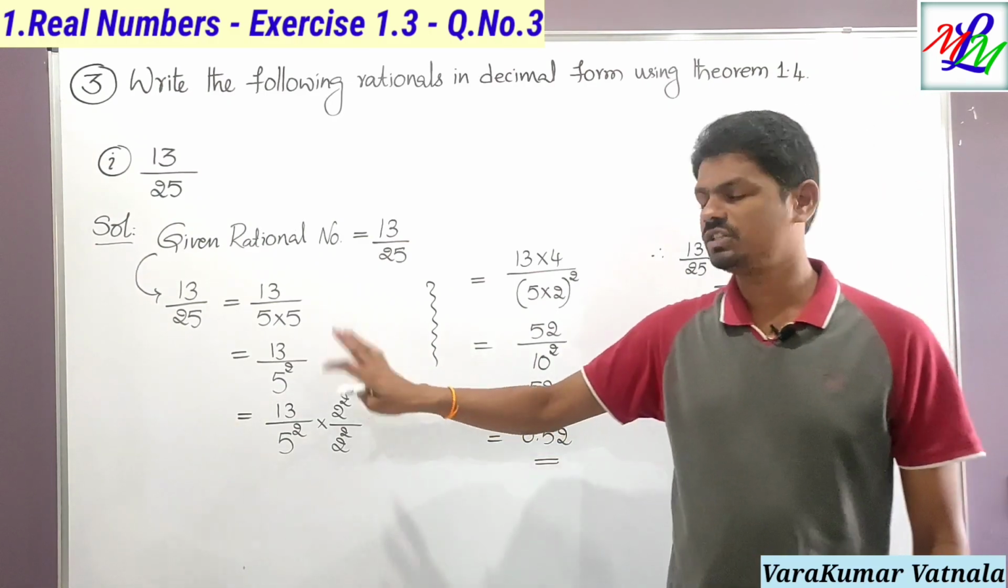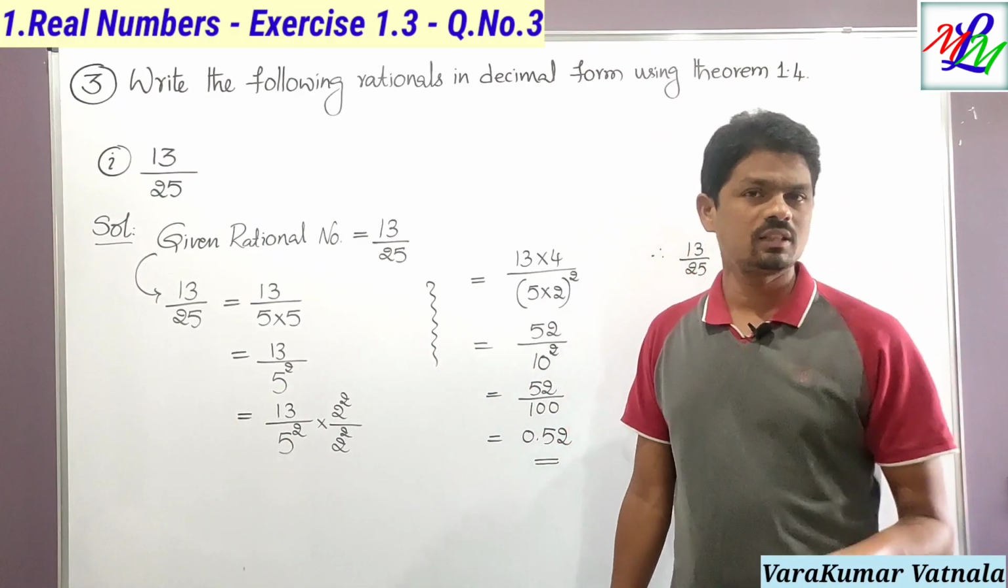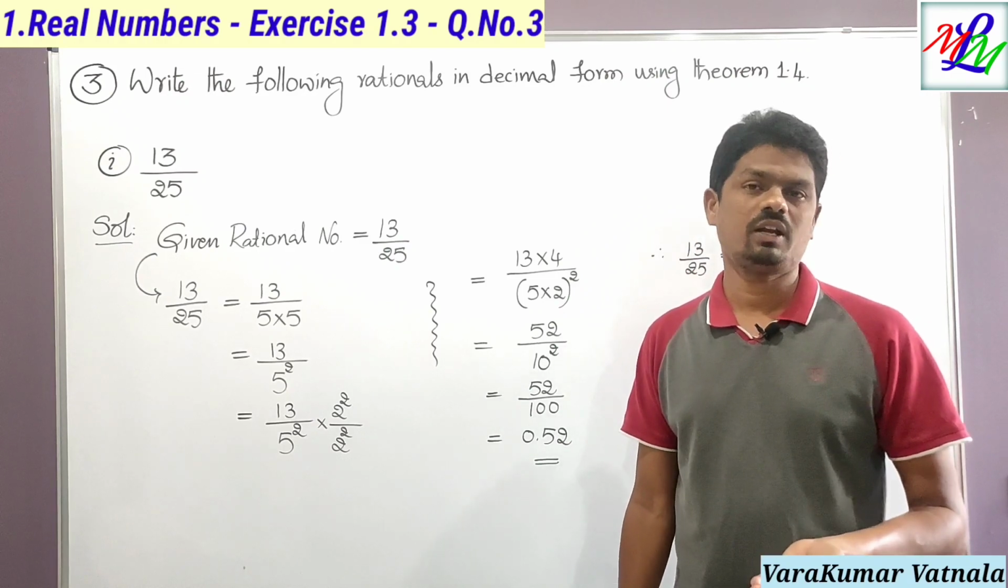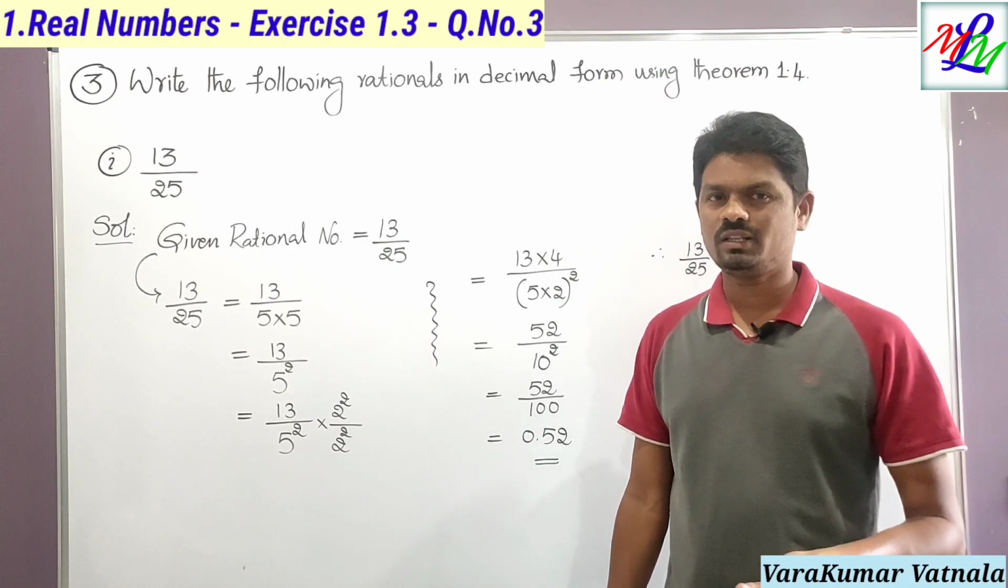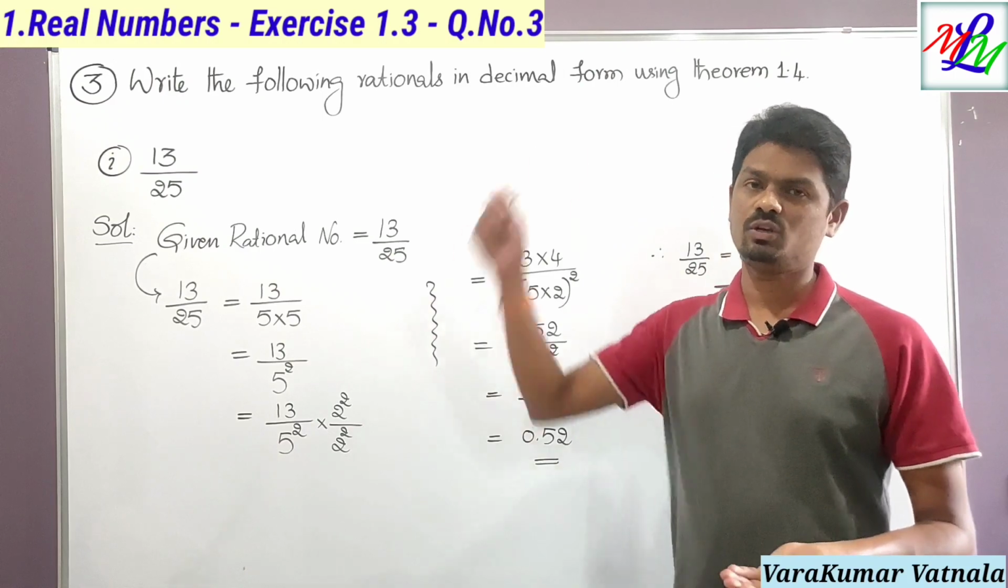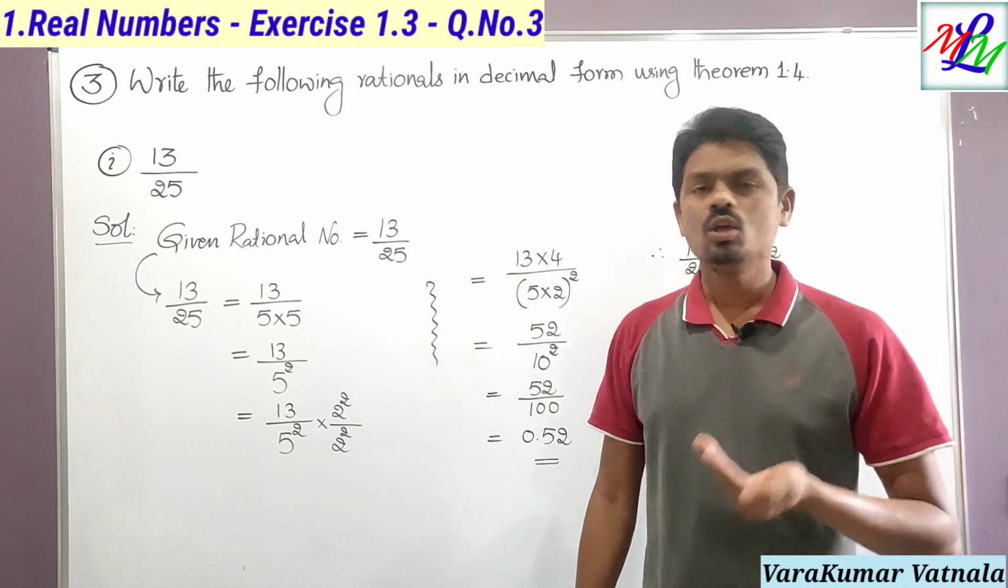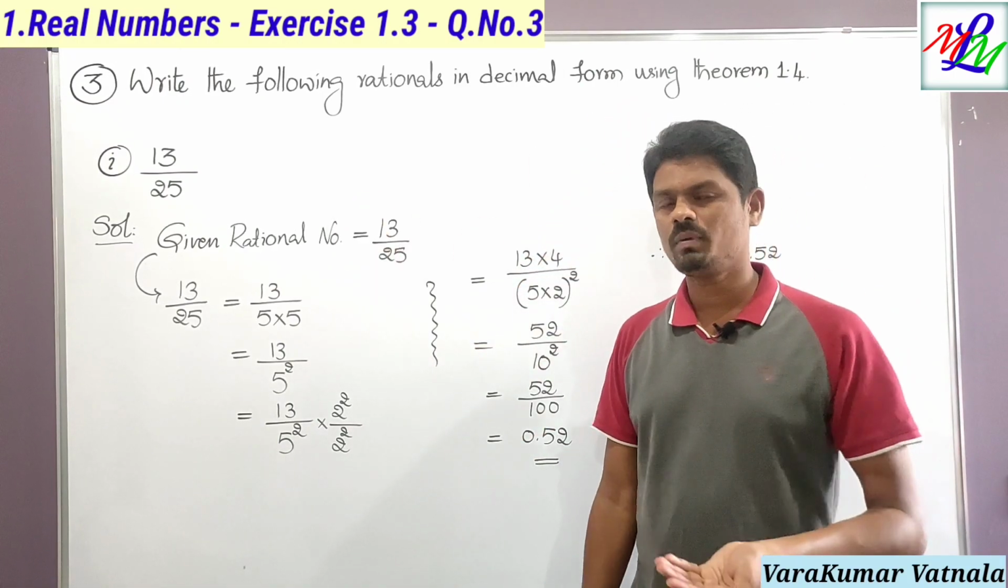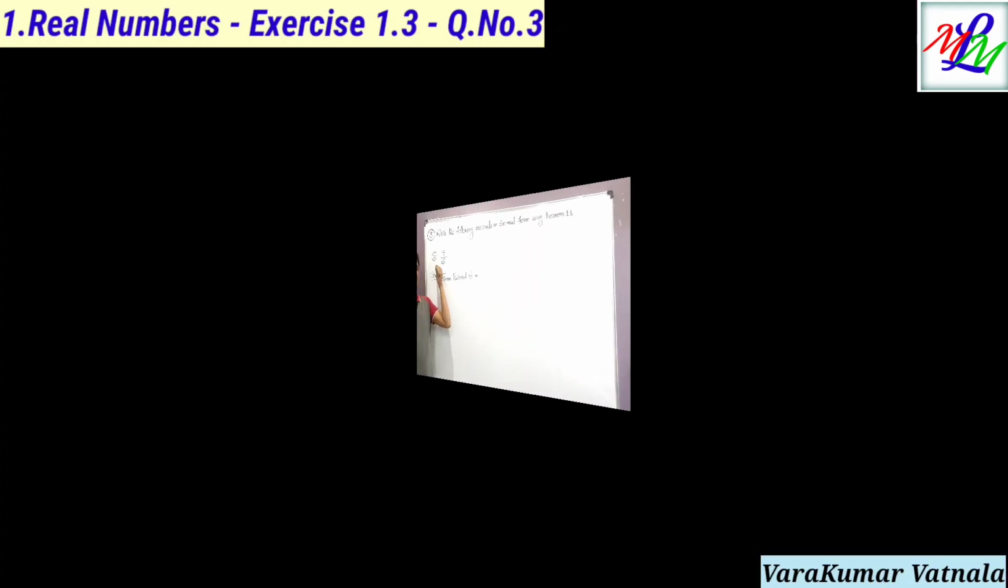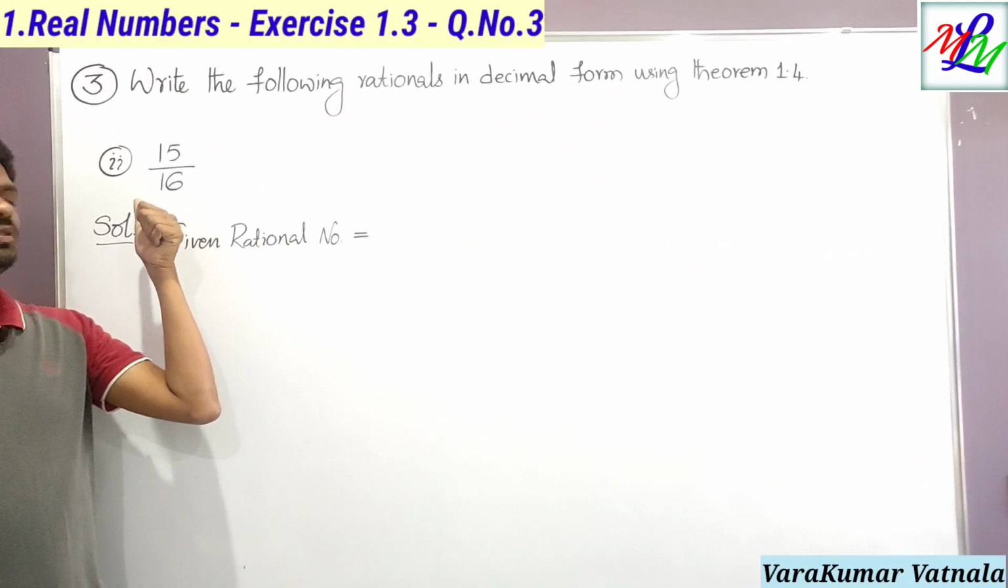You just have to understand this step. We have to make the denominator a multiple of 10. Then it is very easy to write the decimal form of the given rational number using theorem 1.4. So student, this is the first bit in the third problem. Next we have to solve the second bit in the first problem, student.